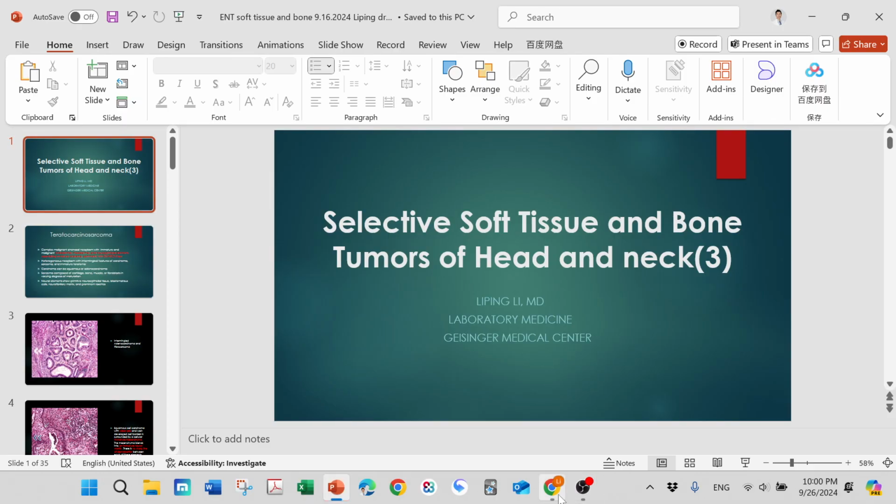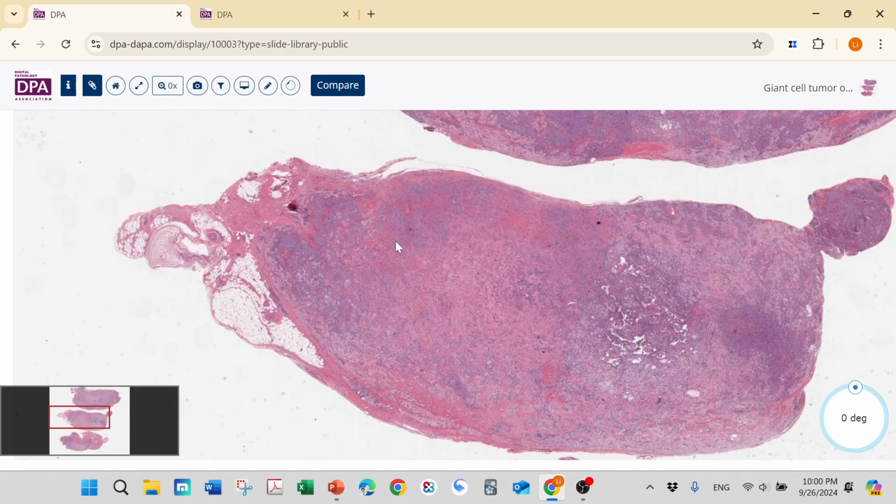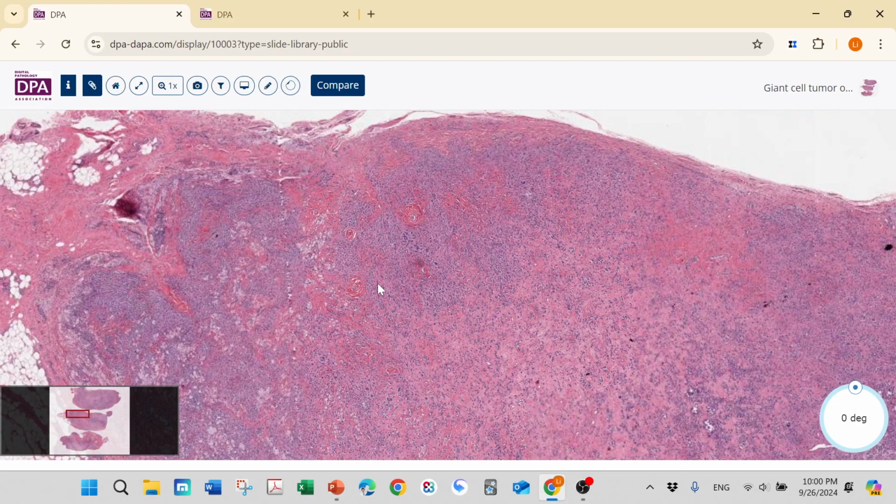Okay, so this is giant cell tumor. So let's see this piece first. Kind of a well demarcated mass. So we may think of a benign entity. Then for the giant cell tumor, of course, we would like to see the giant cell first, right? So let me find some giant cell. In this focal area, even at this power, we can see this giant cell.